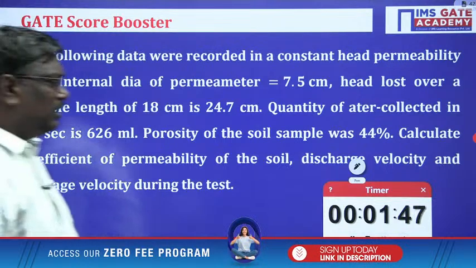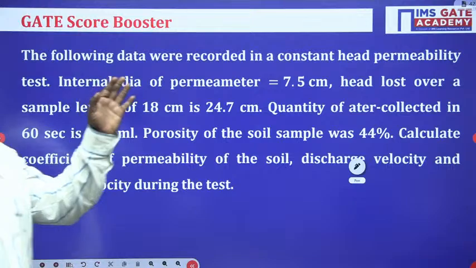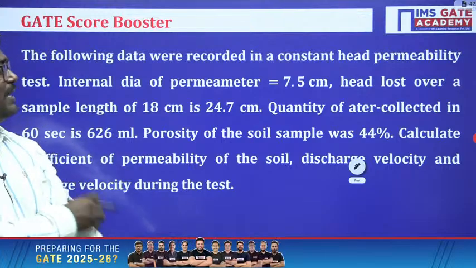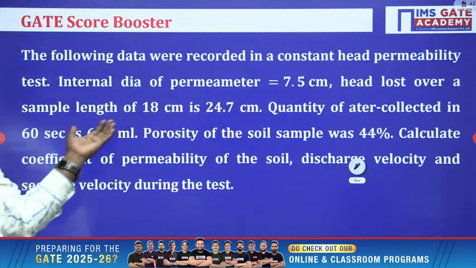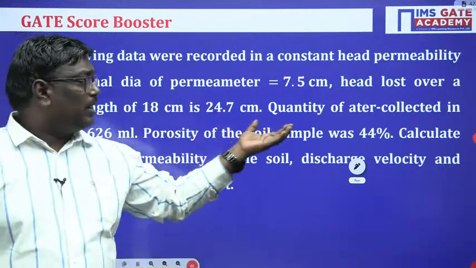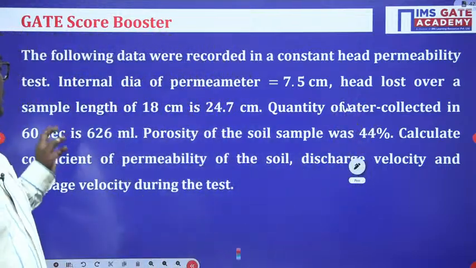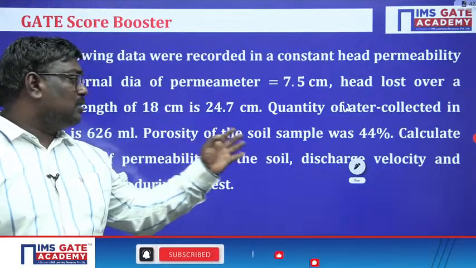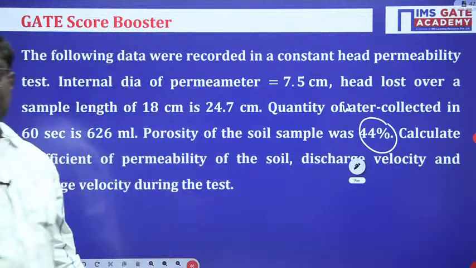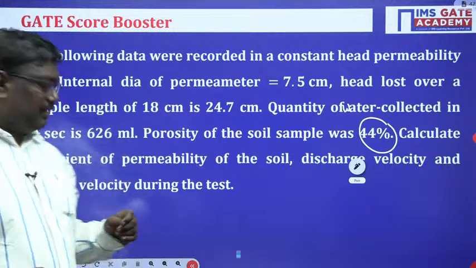Okay, so here you have been given the question, students. The following data were recorded in a constant head permeability test. Internal diameter of the permeameter is 7.5 centimeters. Head loss is 24.7 centimeters over a sample length of 18 centimeters. The quantity of water collected in 60 seconds is 626 ml. The porosity of the sample is 44 percent. Calculate the coefficient of permeability of the soil, discharge velocity and seepage velocity during the test.